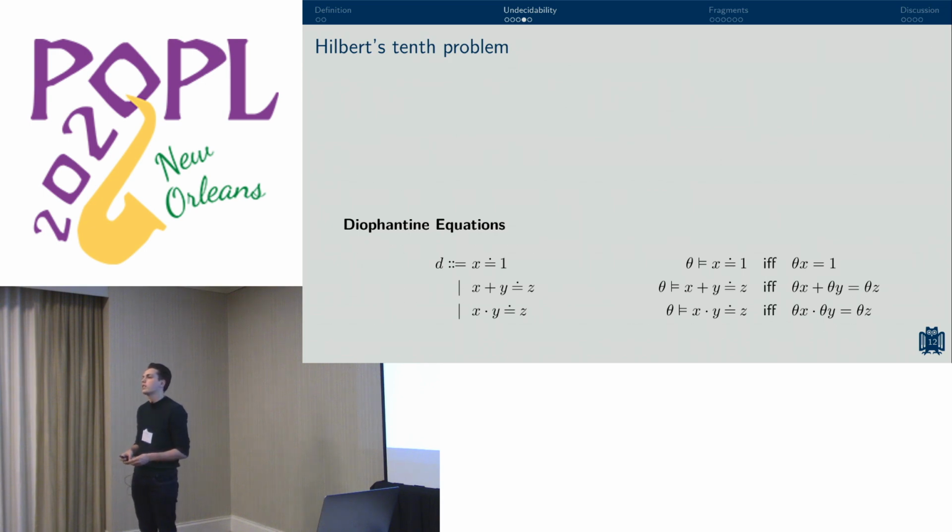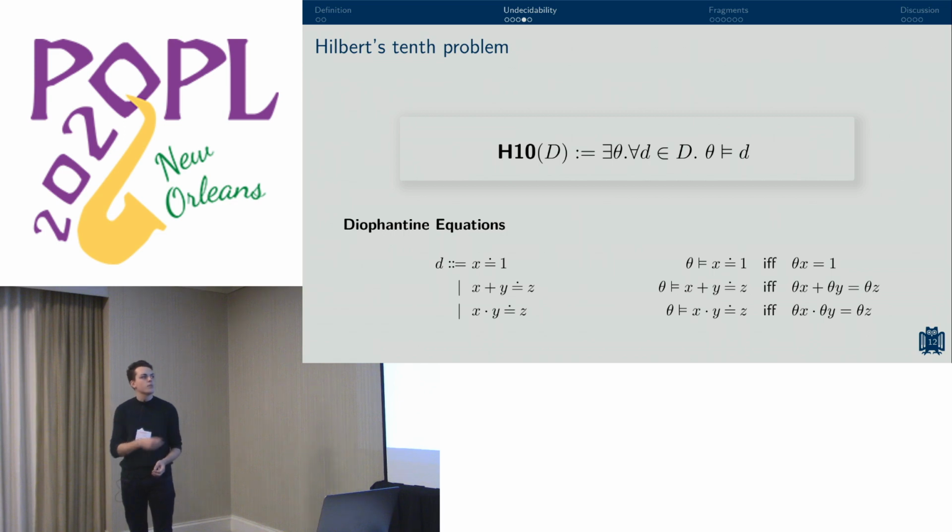Diophantine equations are equations over natural numbers involving constants, addition, and multiplication. Now, a solution for such equations is just a mapping from variables to natural numbers, which if we apply it to all the variables and look at the resulting equations, they hold. Now, Hilbert's 10th problem is then, given a system of simple Diophantine equations, does there exist a solution which satisfies every equation in the system?